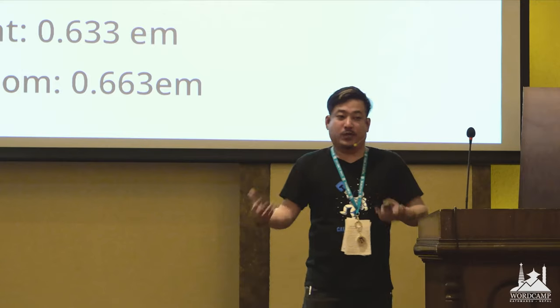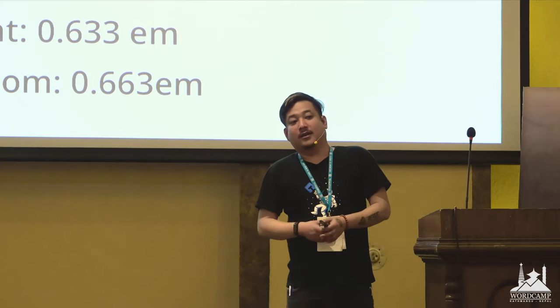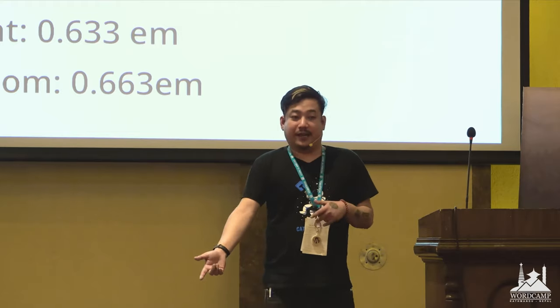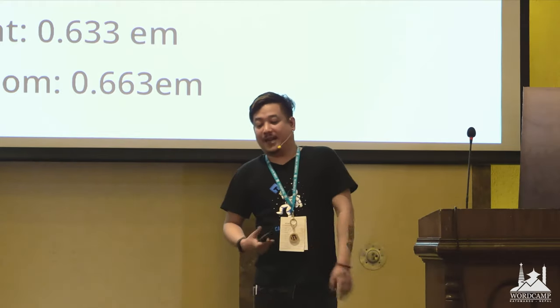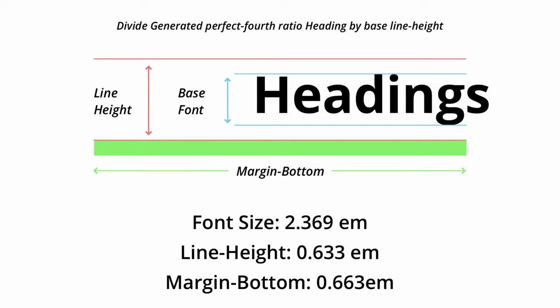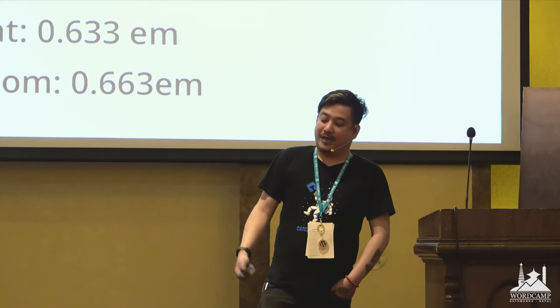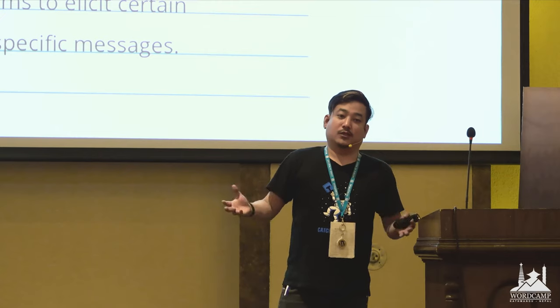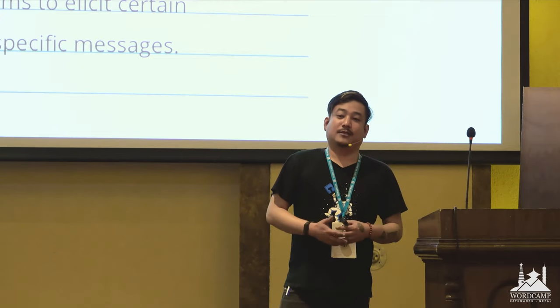So what we need to do here is divide our baseline height, which was 1.5, by our generated heading size, which is 2.369 em, out of which we get a line height of 0.633 em. We also need to set a margin bottom of 0.663 em in our CSS file. For example, you can see here. Basically what it does is bring everything back to the rhythm, and this is what we will get out of it.